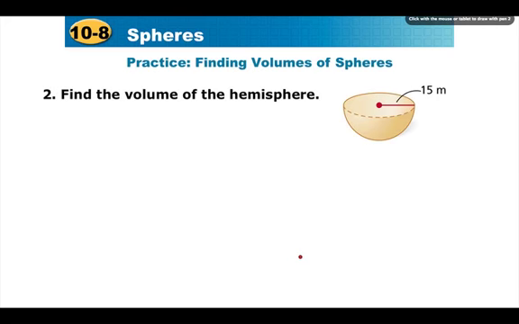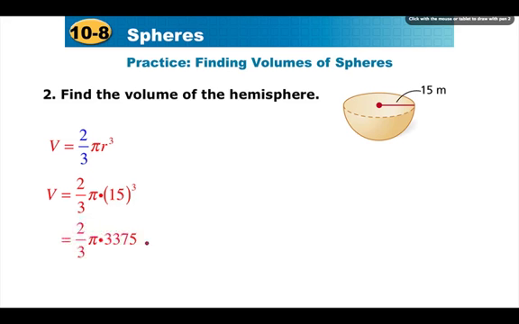Here now you have a volume to find. You need to find the volume of this hemisphere, which is half of a sphere. I'm going to show you how to do this two ways. First way is to basically modify the formula. Instead of multiplying by 4/3 pi r cubed, you multiply by 2/3, because 2/3 is half of 4/3. And then you substitute, simplify, divide 3 into that number, and this is your answer in terms of pi.